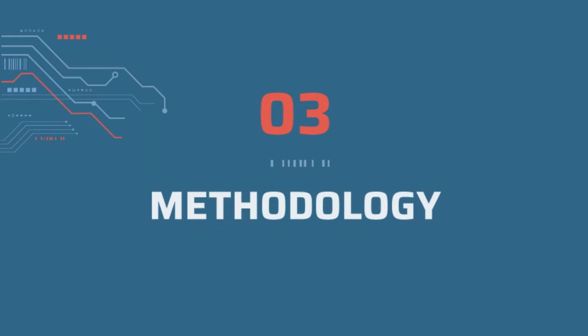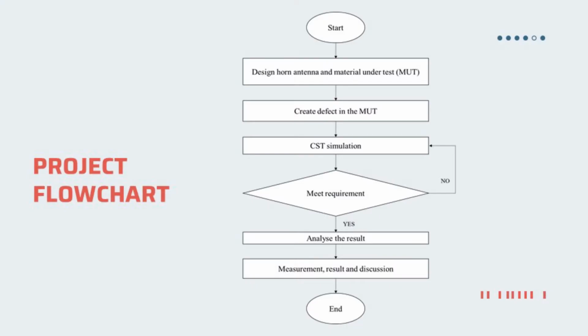Next, I am going to explain the methodology of this project. This is the flowchart of the project. Begin with designing the horn antenna and material under test. After that, create the defect in the MUT. Next, CST simulation, and after it meets the requirements, analyze the results and discussion.